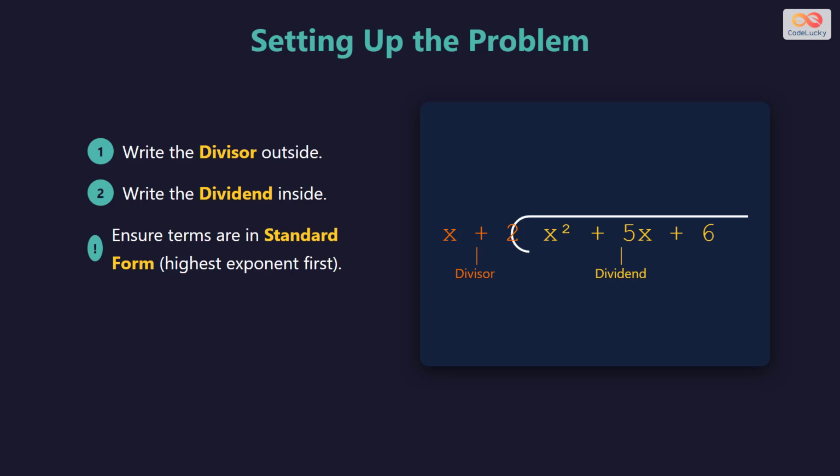To start, we set up the problem in the traditional long division format. The divisor goes on the outside, and the dividend goes on the inside. A critical rule here is to make sure your terms are in standard form, meaning they are written from the highest exponent to the lowest.